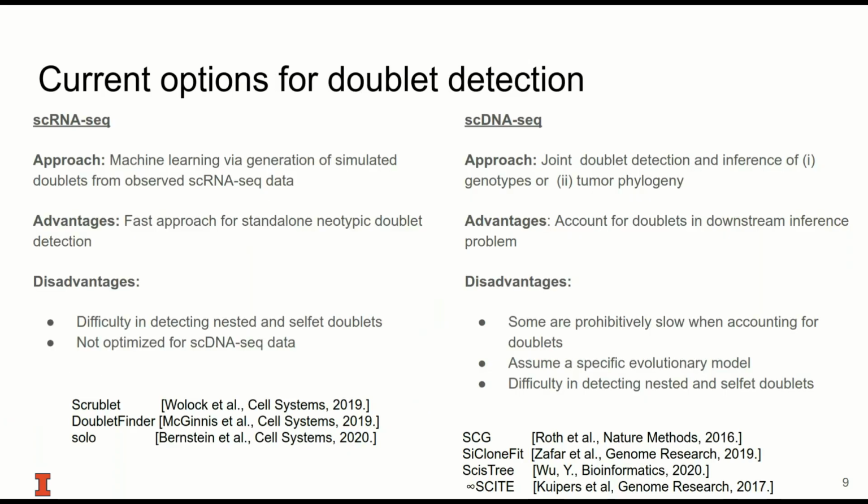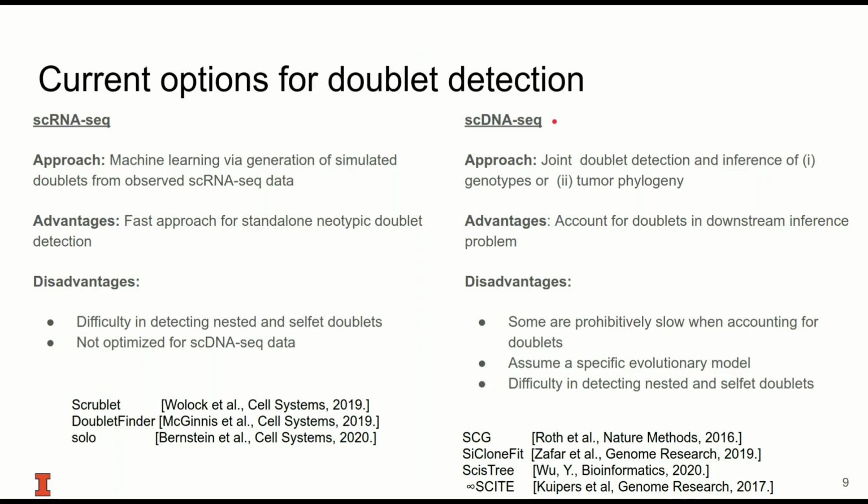So what are the current options that exist for dealing with doublets in practice? Well, this problem has been pretty well studied in the single-cell RNA sequencing literature and typically involves machine learning to identify likely doublets prior to downstream analyses. However, the disadvantage of applying these methods directly to DNA sequencing data is that it's not optimized for nested and self-loop doublets, and it also doesn't account for the unique error profile of single-cell DNA sequencing.